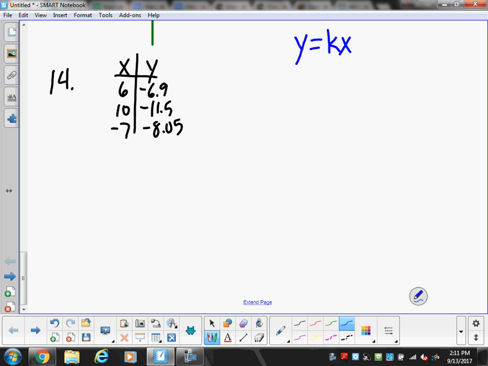Yep, I need to find k for each row. And hopefully, if k is the same for each row, then it is a direct variation. If even one row is different, then it's not a direct variation. Okay. So, first row. Where y is, I'm going to put negative 6.9 equals k times x, which is 6. Okay. How do I solve for k? Divide 6 on both sides. So k equals negative 1.5.